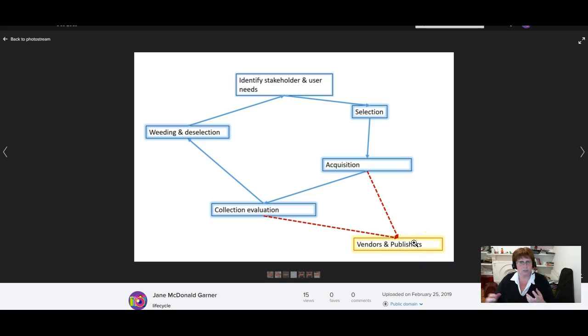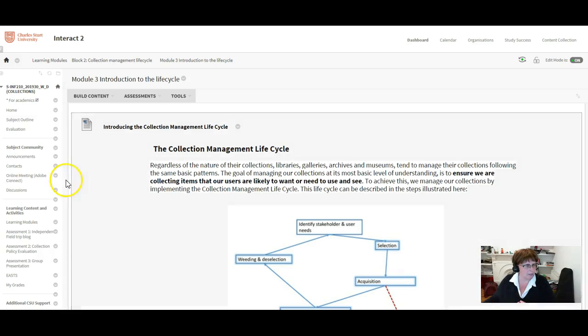So they're not really a step in the life cycle themselves, but they are a facilitator of this particular step, the acquisition step, and they're also a facilitator of the evaluation step. So this week what we're looking at is vendors and publishers, but particularly in relation to the acquisition stage. In the collection evaluation module for next week, we'll be looking at how the vendors and publishers feed into that step as well. But for now, we're just going to look really at how vendors and publishers work with the acquisition stage.